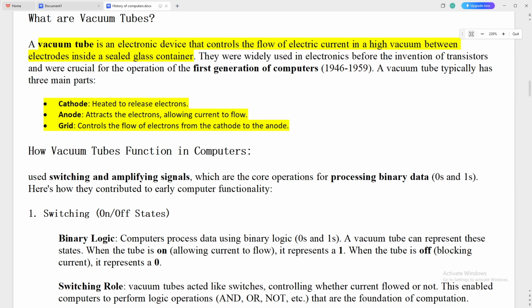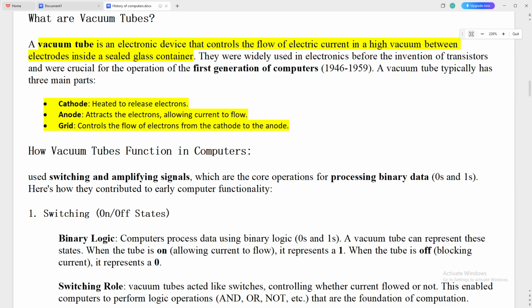They were widely used in electronics before the invention of transistors, and were crucial for the operation of the first generation of computers, from 1946 to 1959. A vacuum tube typically has three main parts, as we discussed: cathode, anode, and grid. Now, how does a vacuum tube function in computers? Vacuum tubes are used in switching and amplifying signals, which are the core operations of processing binary data.